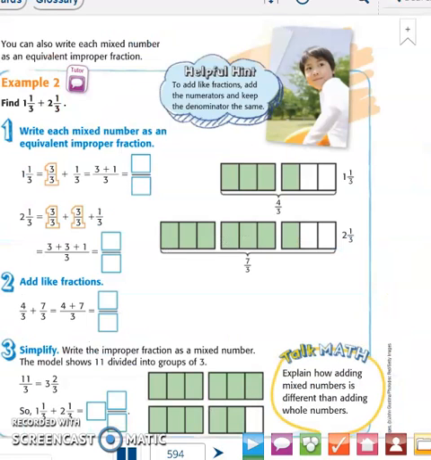Okay. Now example 2, you can also write each mixed number as an equivalent improper fraction. So this is a little bit more complicated, but it will work every time. So we've got 1 1/3 plus 2 1/3. So we've got 1 1/3, and since this one whole is equal to 3/3, they've written it as 3/3 plus 1/3. 3/3 plus 1/3 is 4/3.